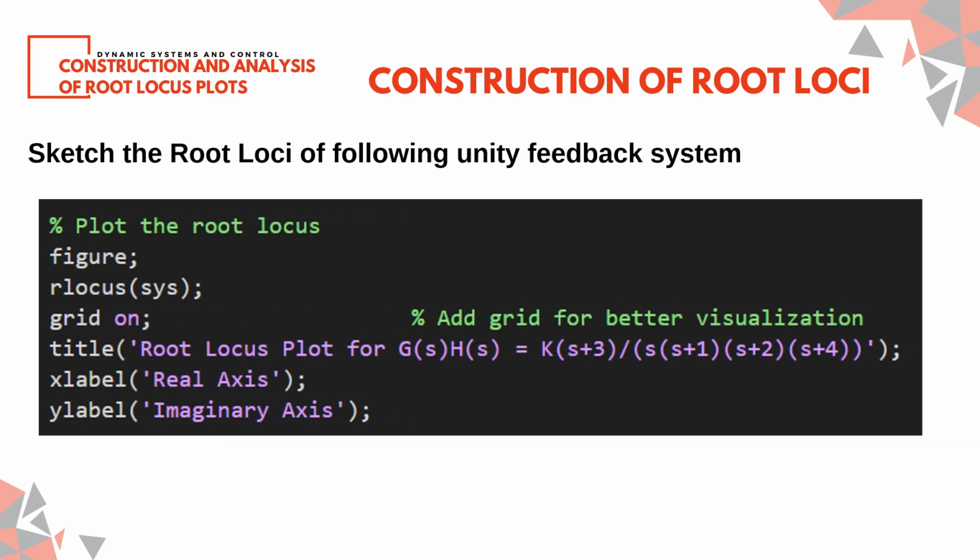And to plot the root locus, we need to type figure, then the rlocus function, sys. Grid on, to add a grid for better visualization. Then we add the title, x label, and y label. Here we have root locus plot for G(s)H(s) = K(s+3) over s(s+1)(s+2)(s+4), and x label real axis and y label imaginary axis.